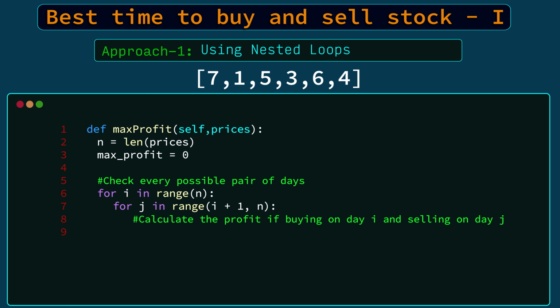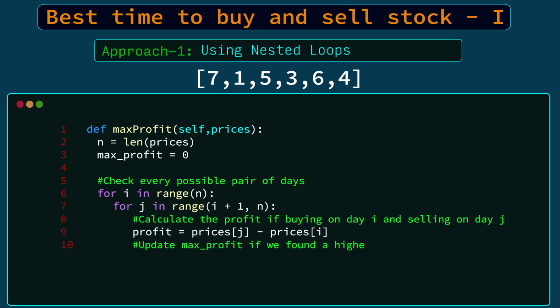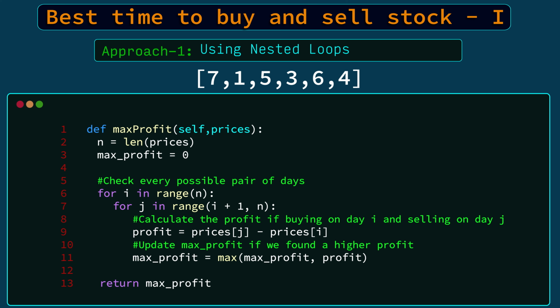Now inside the nested loop we'll calculate the current profit, that is profit equal to prices of j minus prices of i, right? Then we'll compare this current profit with max profit, and whichever is more, we will track that as max profit. So max profit will be the max of max profit and the current profit. Whenever all the loops are completed, we will have the max profit and we return that. So overall, this is the brute force or naive approach Python code for this buy sell stock problem.